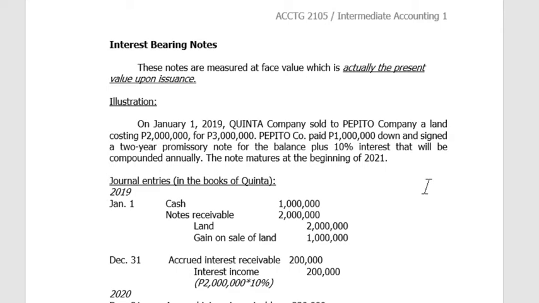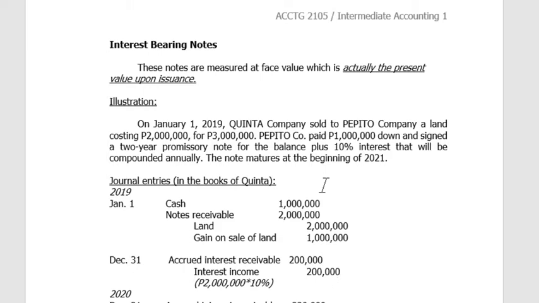So, 2 taon babayaran. However, yung 2 million na yun ay may interest. 10% interest per year. So, the note matures at the beginning of 2021. So, kung 2019 yan ibinigay, so 2019 and 2020, 2 years there. At the beginning of 2021, mature na yung promissory note. So, how do we recognize this?